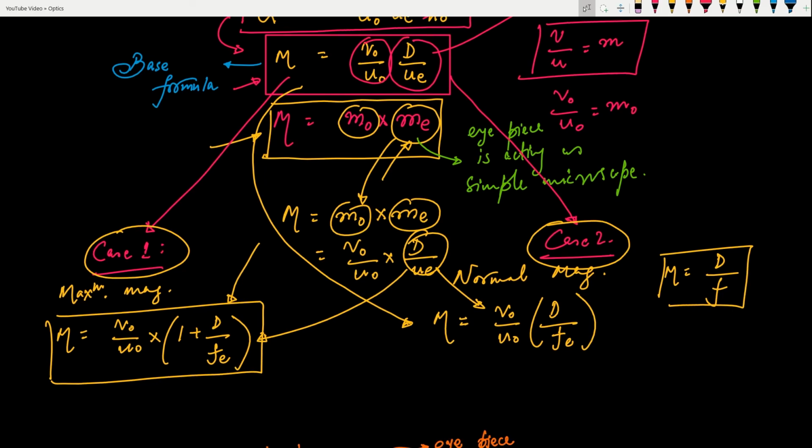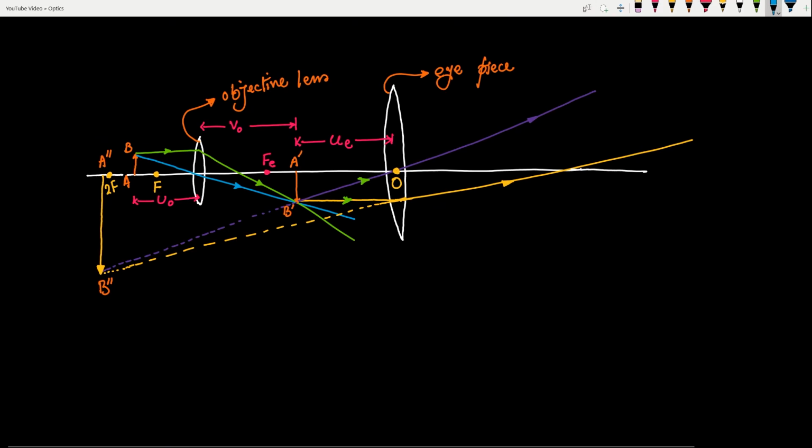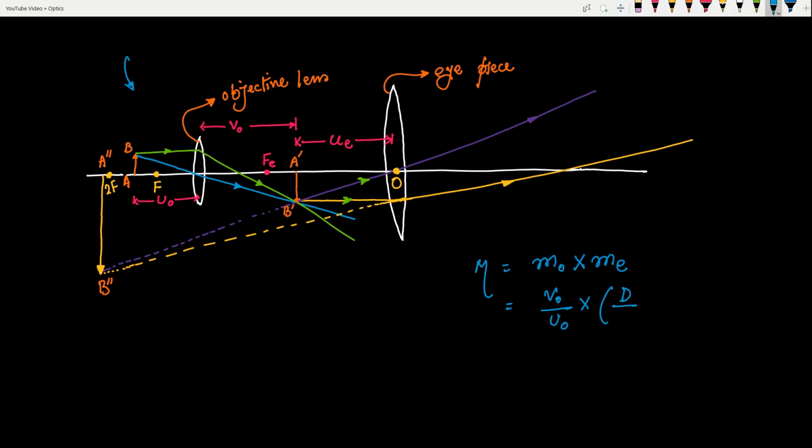We are almost done with the compound microscope. Only a little bit is left. We'll look into that and wrap up the concept of the compound microscope. So let's look into our final concept. If we move down, this is our compound microscope diagram. This diagram we have seen earlier also, so let's understand this again. We got magnification is equal to magnification of the objective lens multiplied by magnification of the eyepiece. Magnification of the objective lens is given by V0 by U0, multiplied by the magnification of the eyepiece, which is given by D by UE.